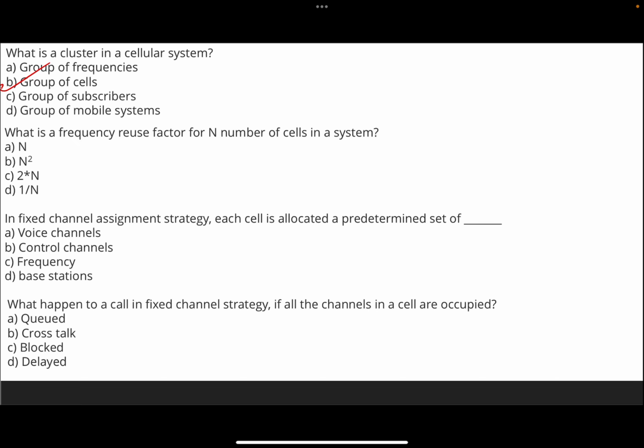Next question, what is the frequency reuse factor for n number of cells in a system? Option A, n. Option B, n square. Option C, 2n. Option D, 1 by n. The answer is 1 by n. The frequency reuse factor for n number of cells in a system is 1 by n.